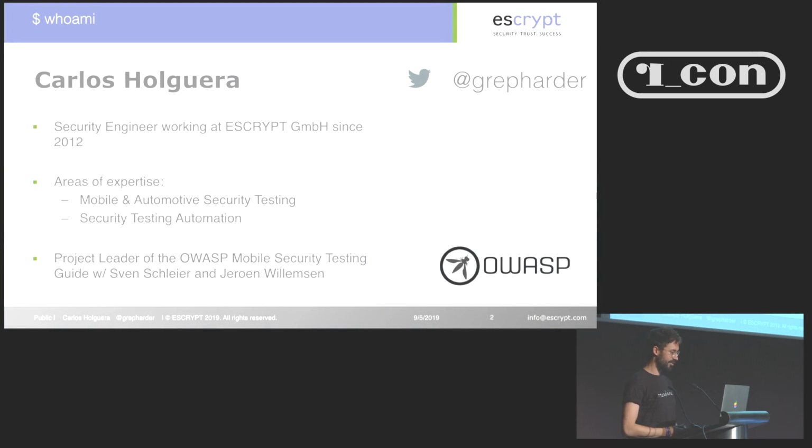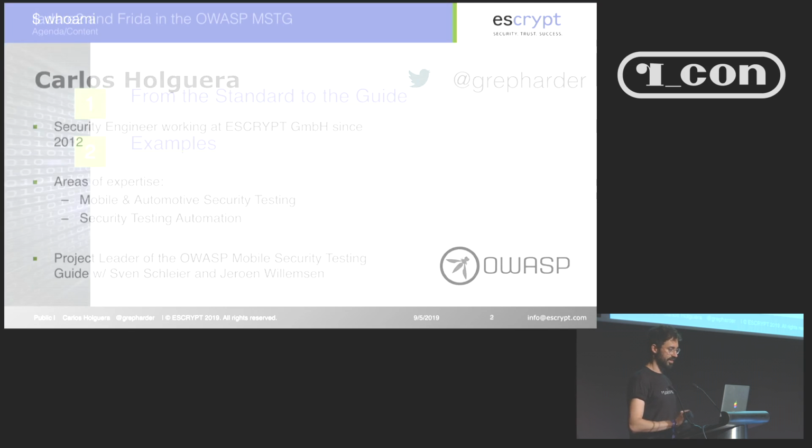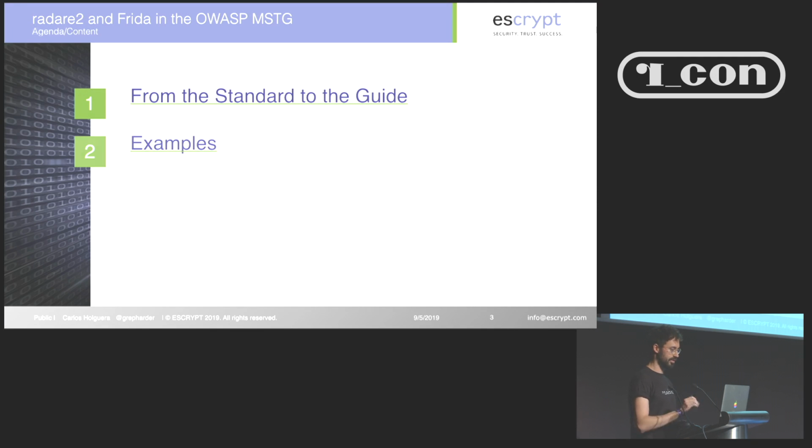My name is Carlos Holguera. I'm a mobile security engineer at Script since 2012. And my areas are mobile security testing and automotive security testing. Sometimes also together, like apps talking to cars, and security testing automation. And recently I've become project lead of the mobile security testing project together with Sven and Jeroen. So yeah, that's why I'm here, and I would like to present you this good stuff.